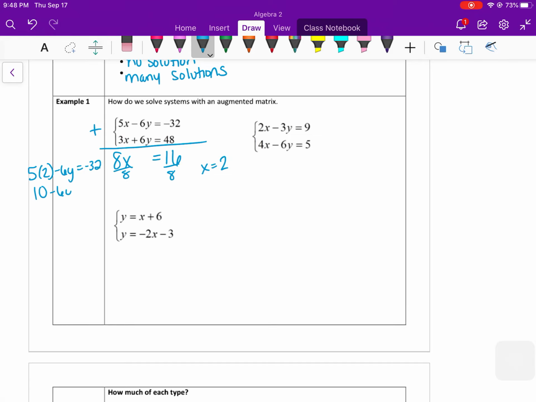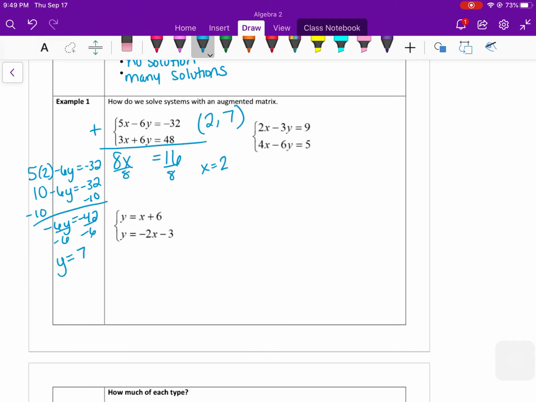Then you can plug that back in, and you'd have 5 times 2 minus 6y equals -32. So 10 minus 6y equals -32. Subtract 10. -6y equals -42. Divide by -6, and you'd get y equals 7. So you'd have one solution, at the point (2, 7). If you were to graph those two lines, they would intersect at the point (2, 7). So that is one way of solving with elimination.